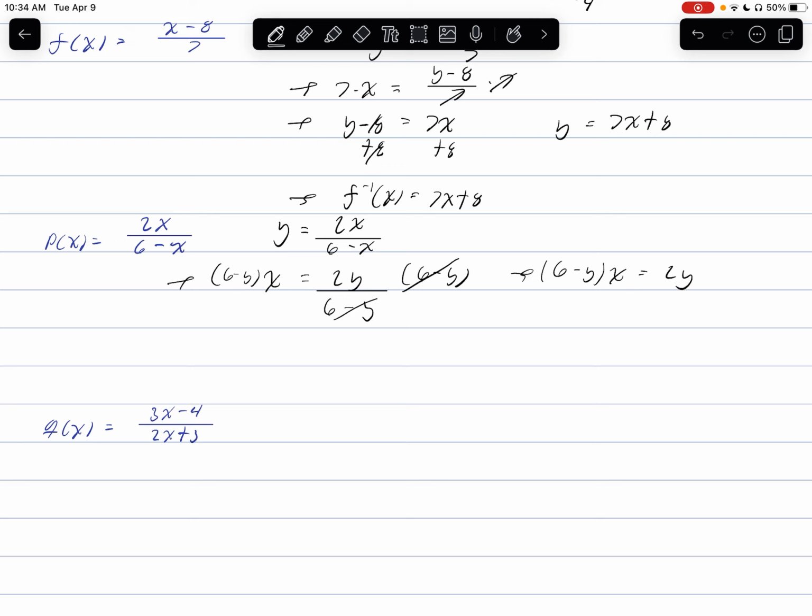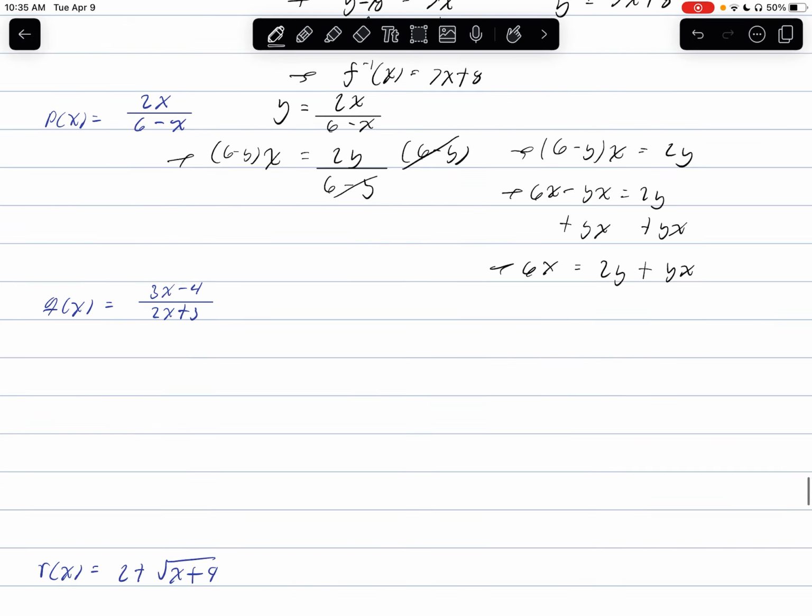And then from here, I guess we can distribute. We have 6x minus yx is equal to 2y. Let's go ahead and add yx to both sides. So we have 6x is equal to 2y plus yx.